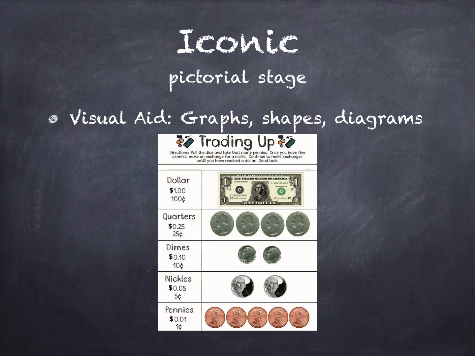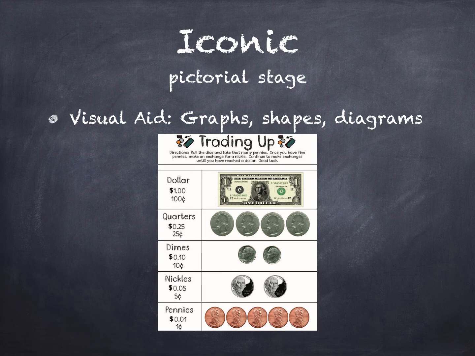Iconic, the pictorial stage, is the visual aid where they use graphs, shapes, diagrams, pictures, whatever the child needs to imagine it inside their head. For this, I'm going to use a graph. If we're going off of the coin example, a thing would be how many pennies equal a nickel, how many nickels equal a dime, and so on and so forth until you reach $1.